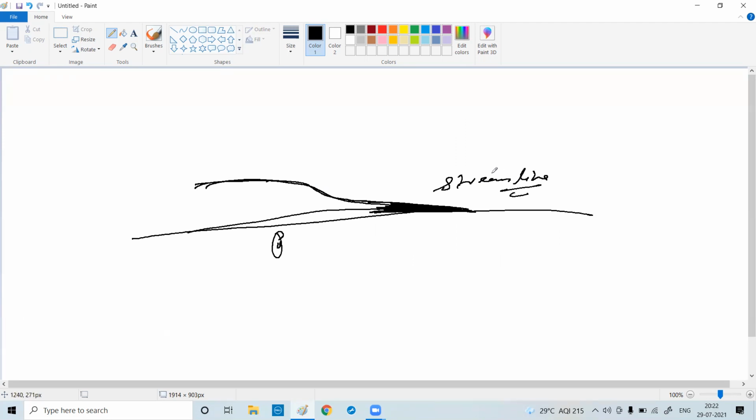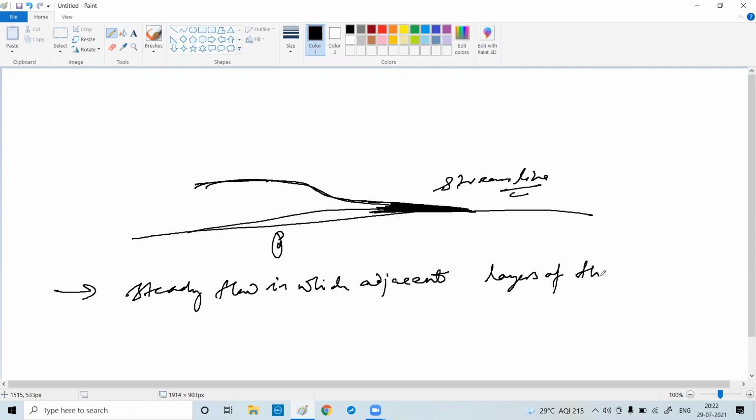Did you guys understand? Yes, sir. So I'll give the definition. You can write. It is a steady flow in which adjacent layers of fluid move smoothly over each other.